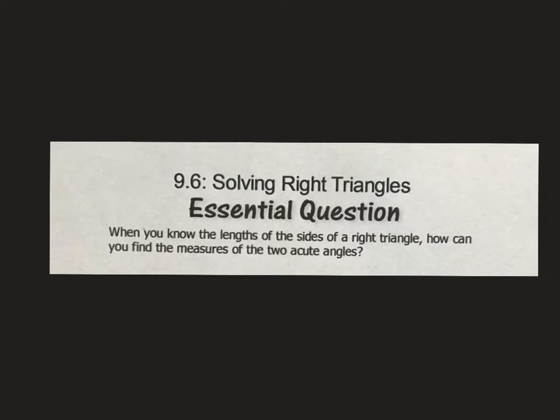For missing angles, we will have two different cases. We may have a right triangle where we're given one of the acute angles, in which case we can just say, okay, 180 minus the 90-degree angle minus that other angle is going to give me my last one. Or if we're only given the right angle and we have to find both of our acute angles, we will use inverse trig functions.